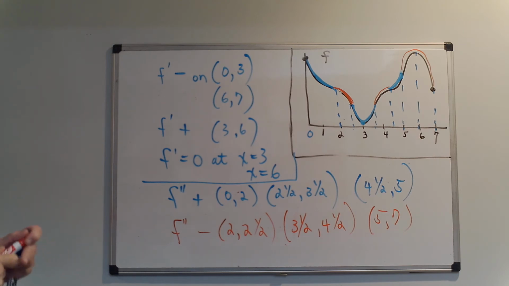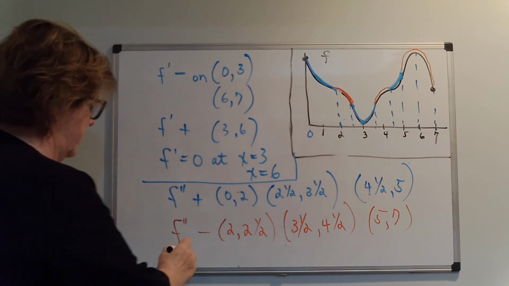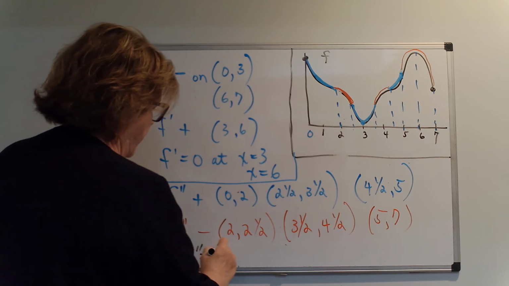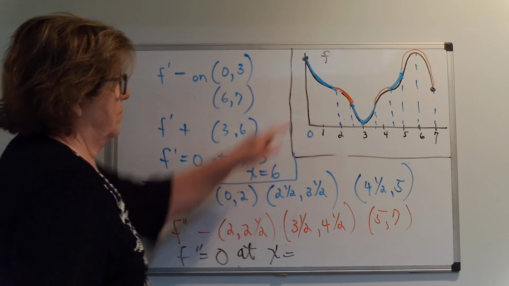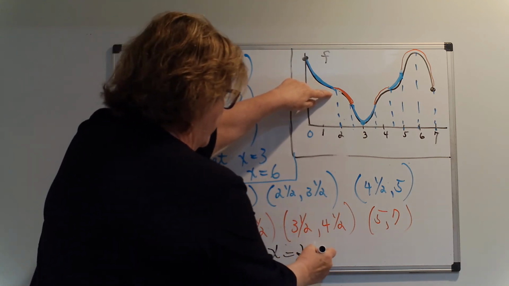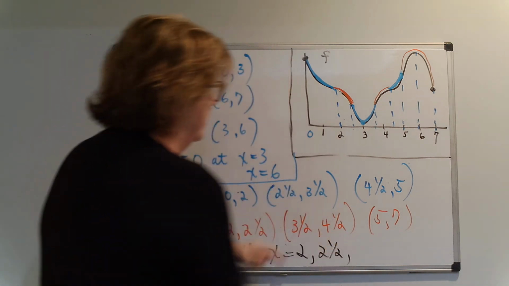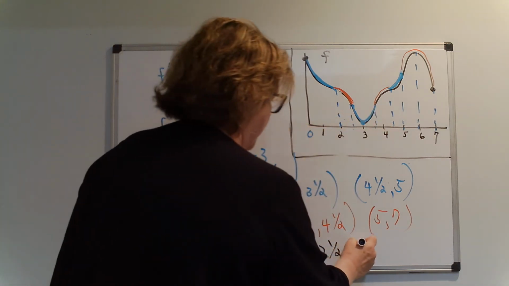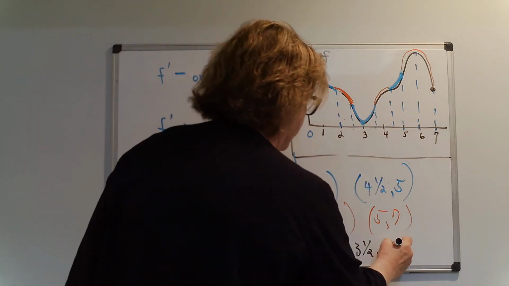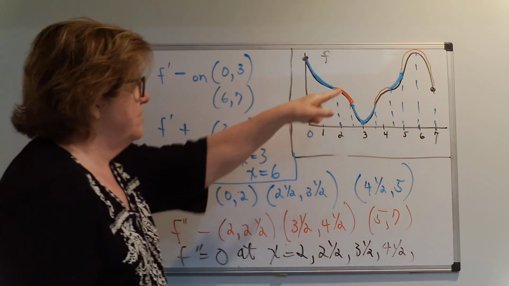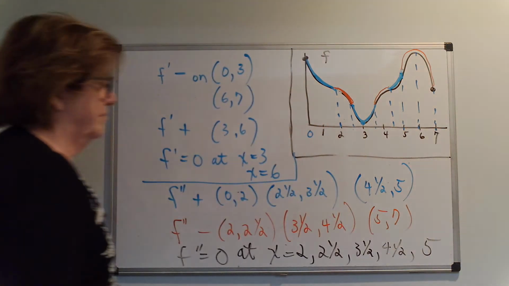And then we can say the second derivative is 0 at the places where it changes concavity. So f double prime is 0 at x equal to, well, it changes here at 2, it changes here at 2.5, it changes here at 3.5, and it changes here at 4.5. And then it changes again at 5.